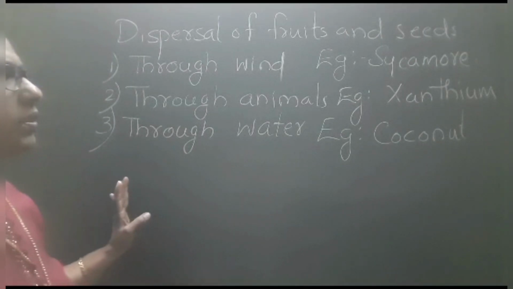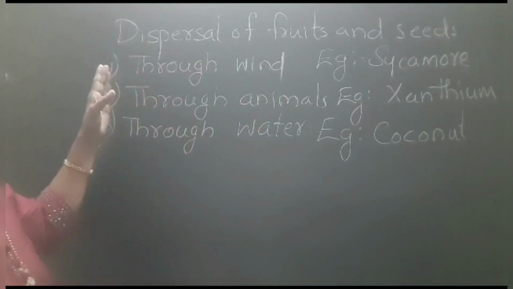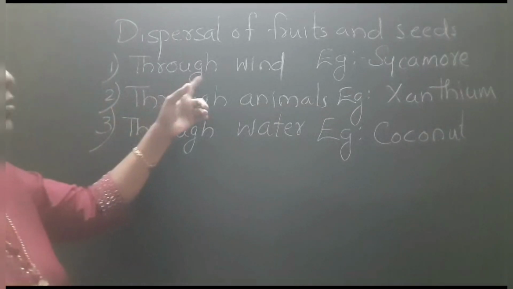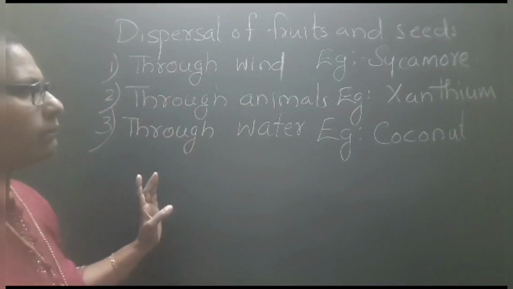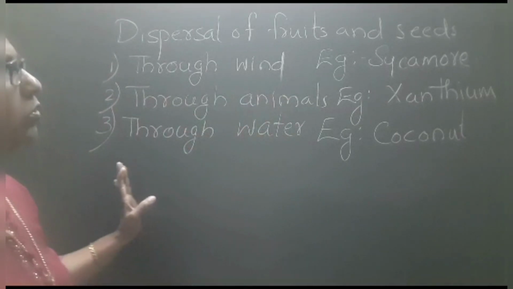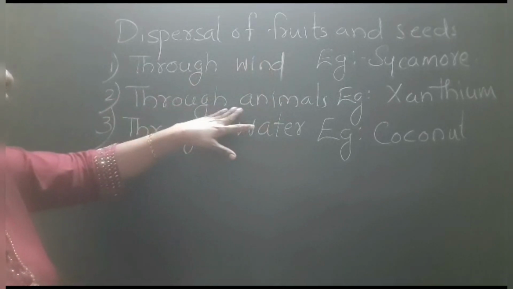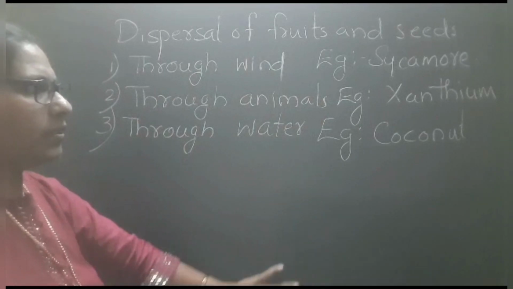Example, coconut. Once again, dispersal of fruits and seeds. There are three ways seeds are dispersed. Number one through wind, number two through animal, number three through water. Example, sycamore through wind. Through animal, xanthium. Through water, coconut.